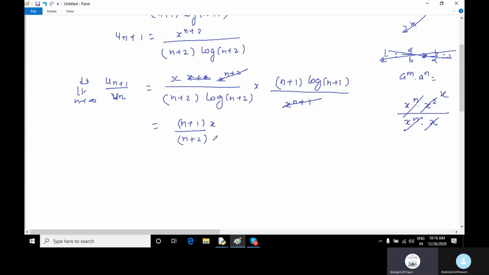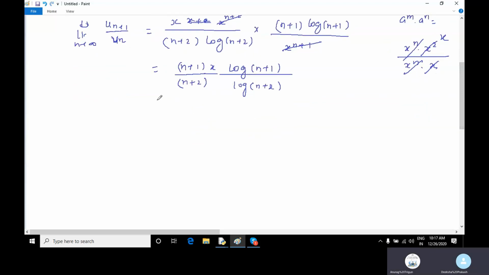Okay, with x. What about log n plus 1? That is the only part I'm doing here. Log of numerator is n plus 1, and here it is n plus 1. Log of a by b is log a minus log b, right? And log of a into b, you can write as log of a plus log of b. This one you write as it is. So here actually it is n plus 1 into x by n plus 2 into x.